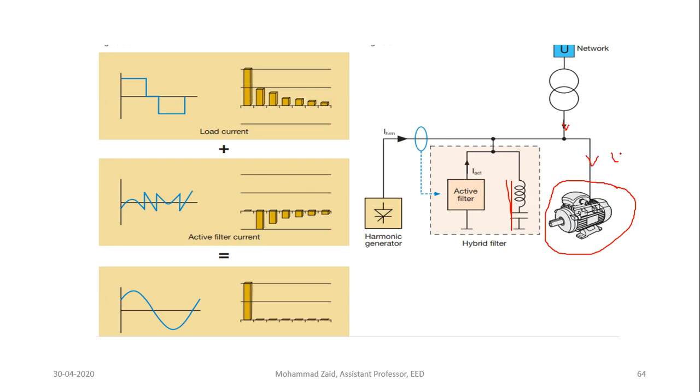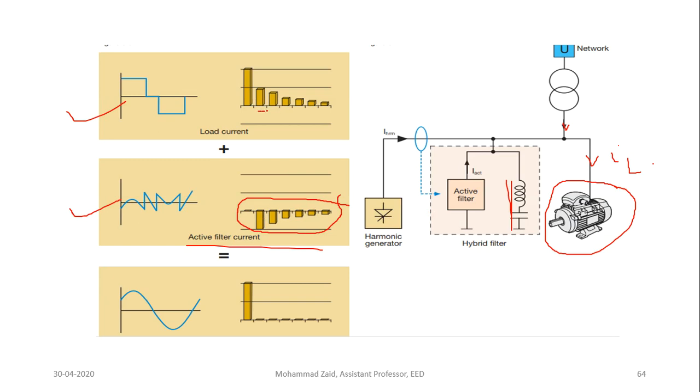This is the load current, which is the current taken by the motor. You see that the load current is like this and the active filter current is like this. Why is it shown in negative? Because it is producing a current which is opposite to the current produced by the load. That's why the spectrum is shown in negative.